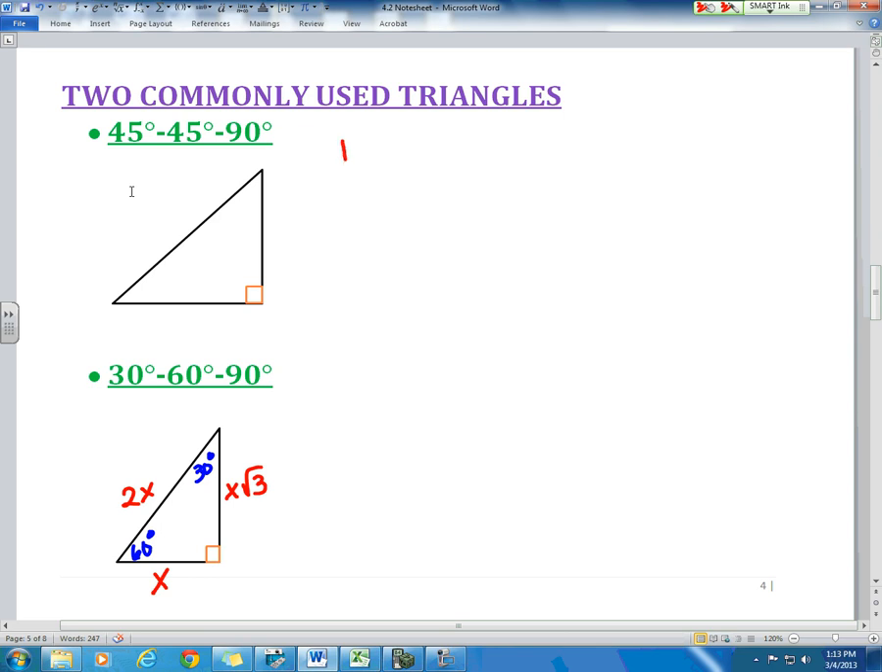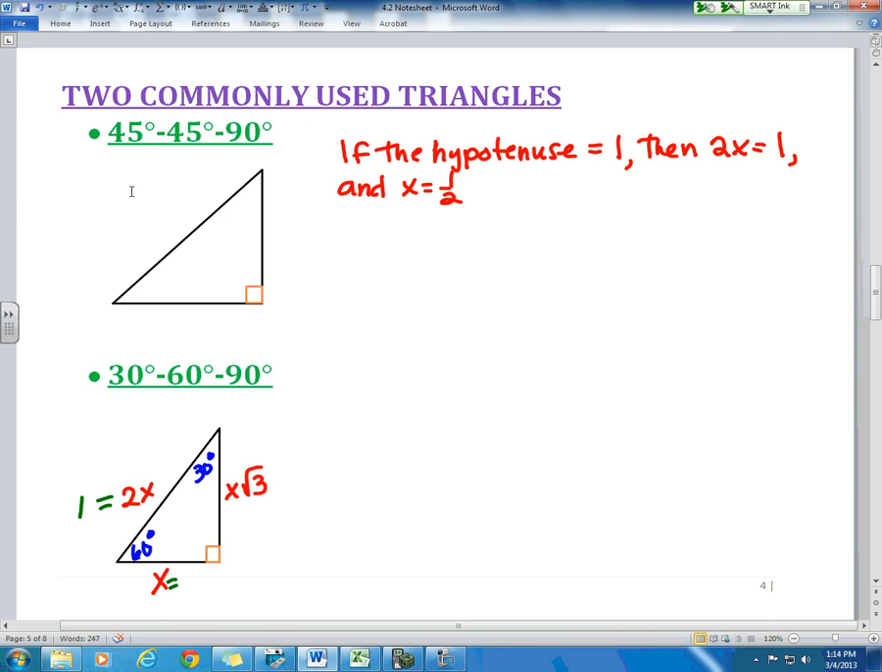And I'm going to do the same thing. If the hypotenuse equals 1, then we can say that 2x is equal to 1 and x is equal to 1/2, which means that if this represents 1, then the side opposite the 30-degree angle is 1/2 in length, and the side opposite the 60-degree angle is radical 3 over 2. It's 1/2 times radical 3 as far as its length goes.